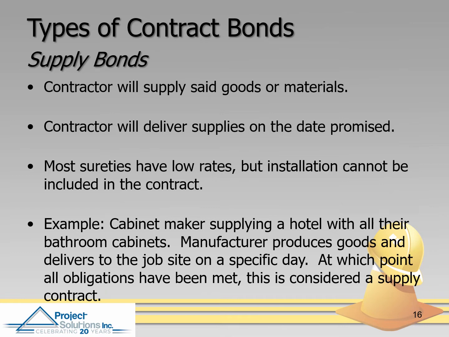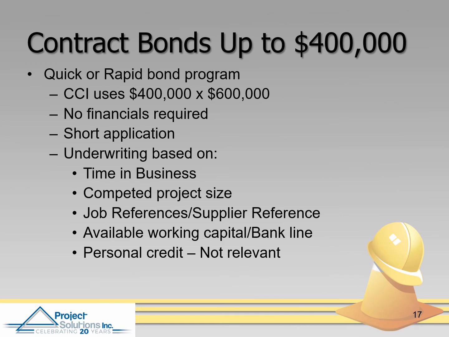On the next slide, we're going to talk about the different kinds of bonds and how they are classified by size. Contract bonds up to $400,000 are fairly easy to get, and they use a clearinghouse where they can look at your credit score. They don't necessarily require financial statements, just some information about completed projects, maybe job references, supplier references. They have a line of credit at the bank, stuff like that. Personal credit is not relevant, but it's small and simple, so it might be an option for some of you.